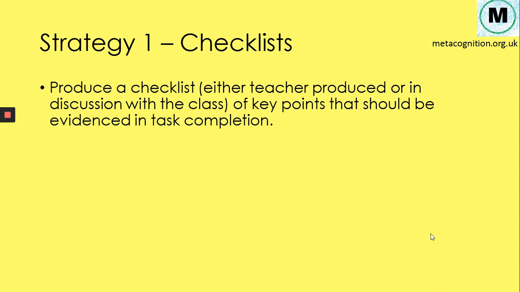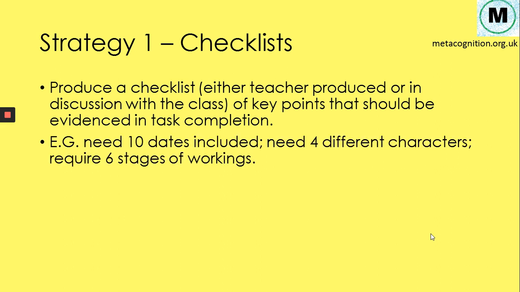I love a good checklist. So the idea here is that either you produce a checklist or in consultation with your class, you develop a checklist of all of the key points that you should see in an answer. So if it's a maths answer, what should you see? You should see units, you should see decimals, etc. Or history, how many dates do you want to see in there, so on and so forth. So what key points should be seen in task completion?